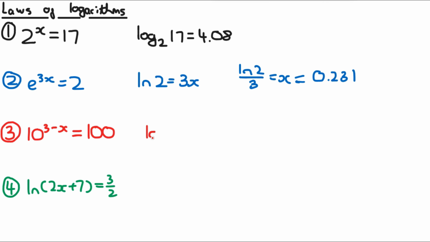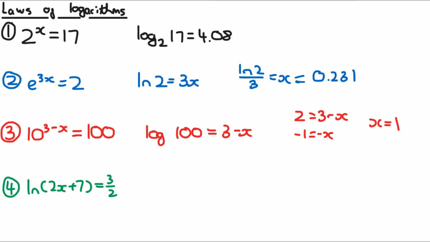For the third example, it's 10 to the power of 3 minus x is equal to 100, so this is going to be log base 10, but again we don't really write the base 10, we just do log of 100, and this is equal to the power 3 minus x. First of all, log of 100 is just equal to 2, and this is equal to 3 minus x. Minus 3 from both sides to get minus 1 is equal to minus x, so therefore x is equal to just 1.